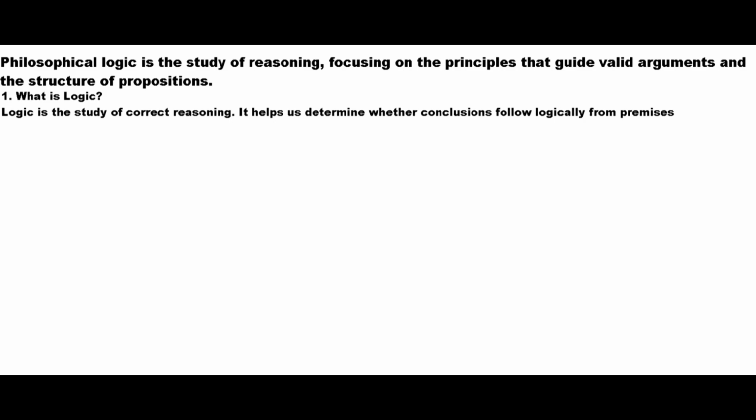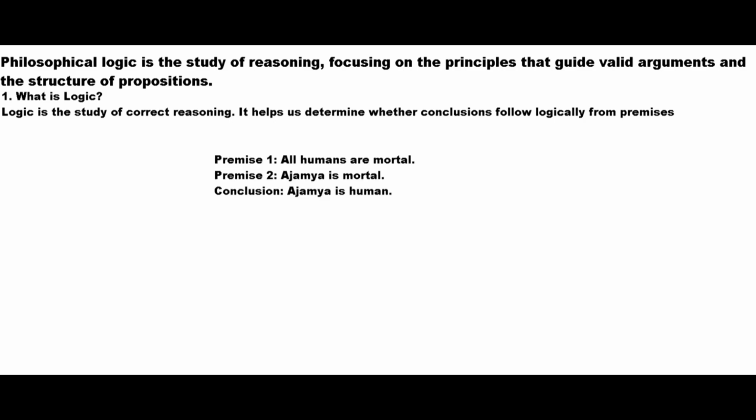For example, the first premise is that all humans are mortal. Premise 2 is that Ajamya is mortal. And the conclusion that I went into is Ajamya is human. Well, this does not work because many other things can be alive and the subject can be anything else, not necessarily a human. And this is called the affirming the consequent fallacy.